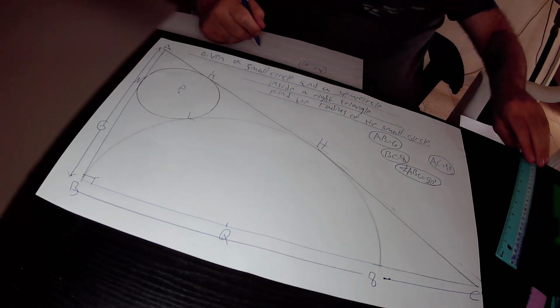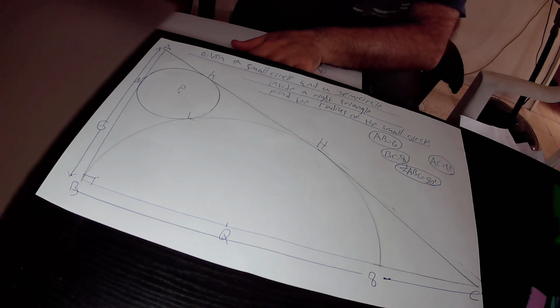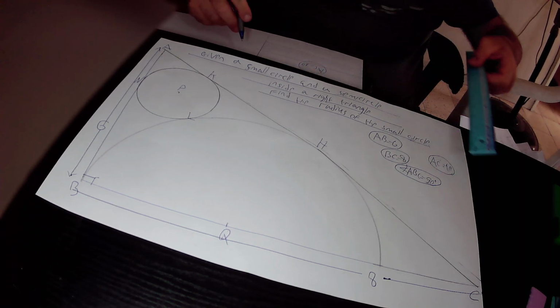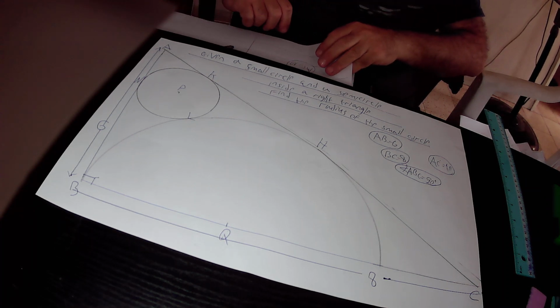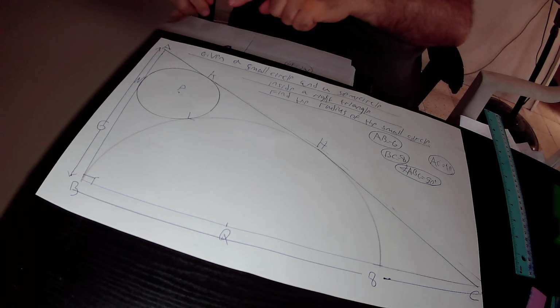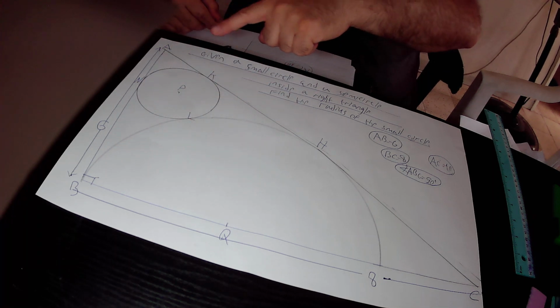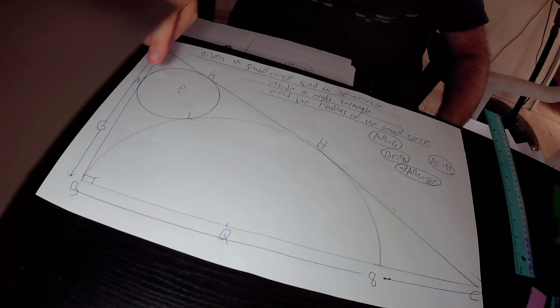Here we can implement rule 2. According to rule 2, the lengths of two tangents from a common external point to a circle are equal. If we focus on this common external point, point A, from this common external point, point A, we have two tangents to this circle, tangent AB and tangent AH. And according to rule 2, they are equal to each other. That is to say, AB equals AH.